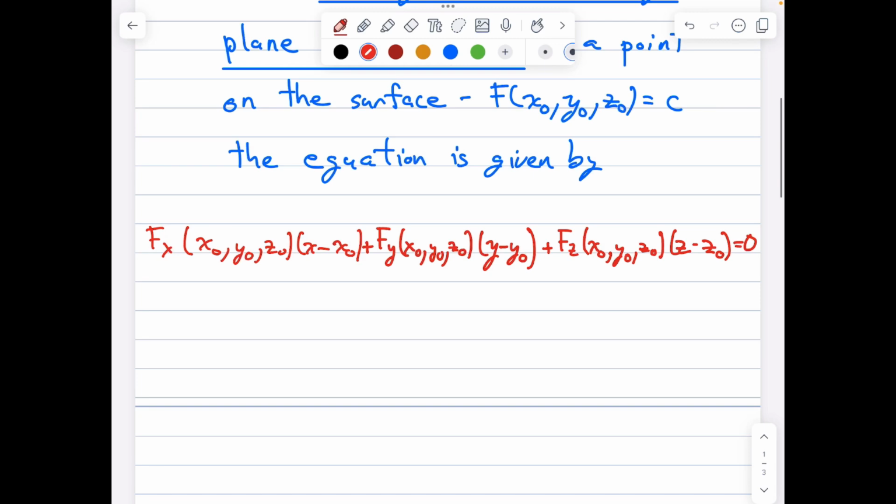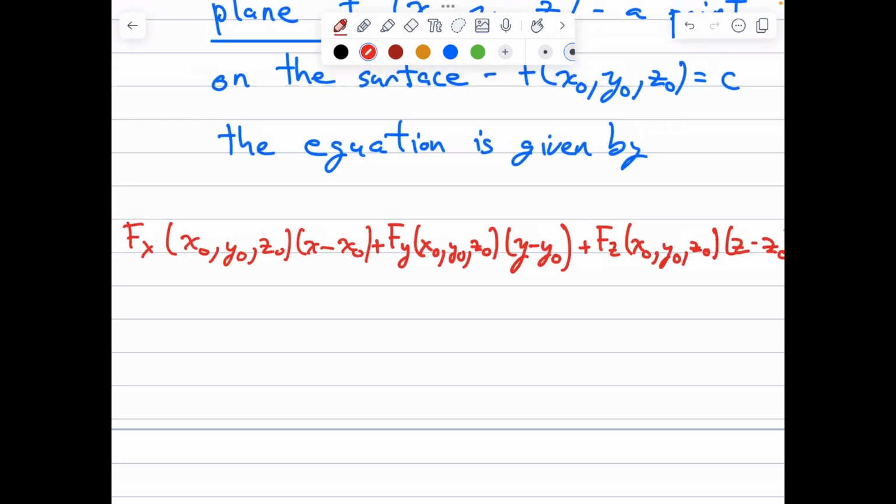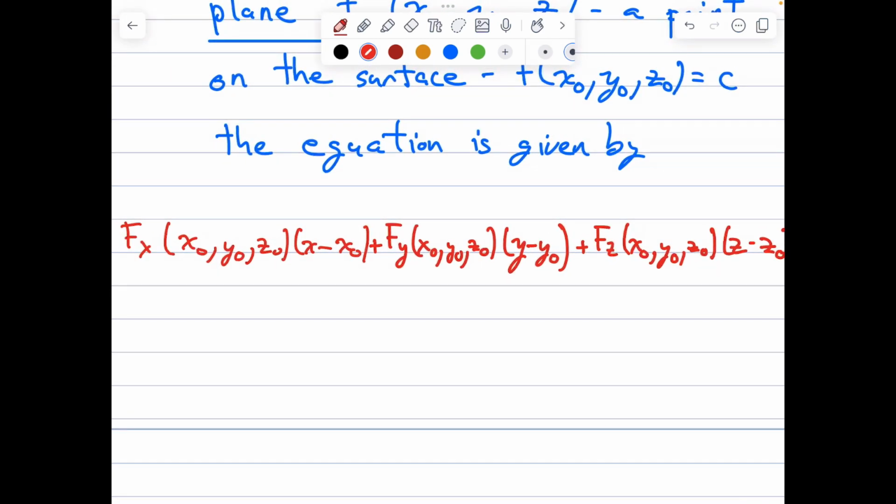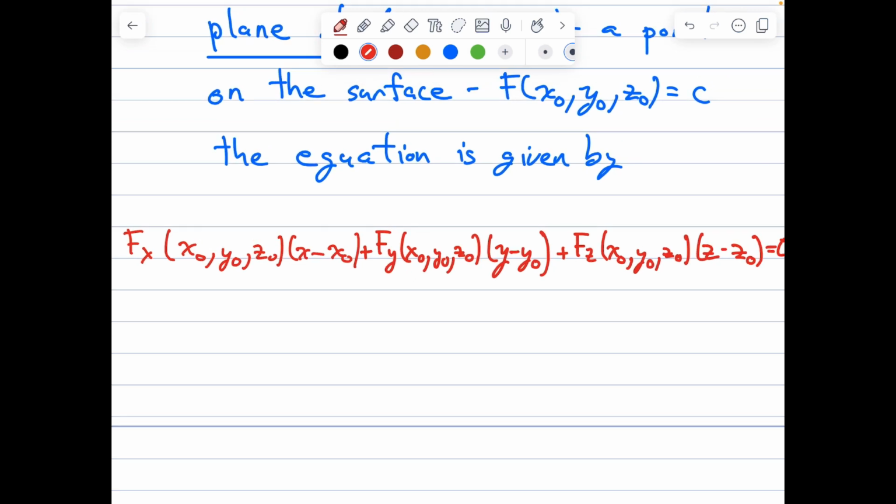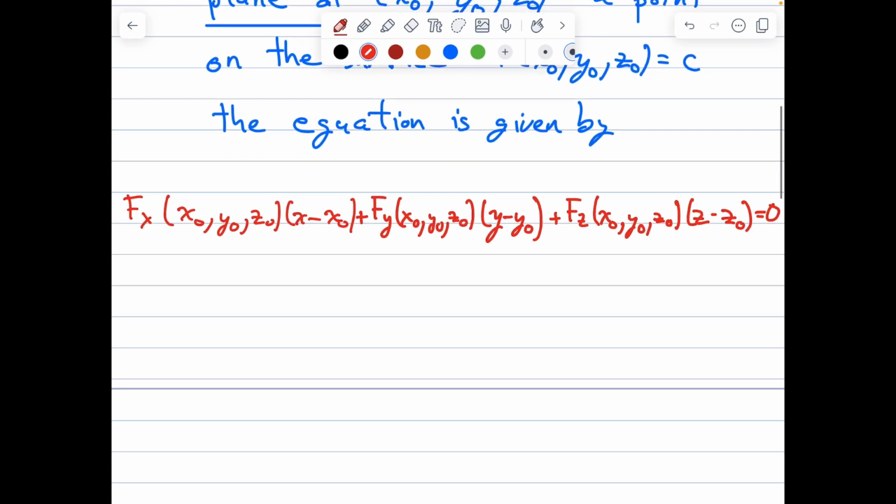So the tangent plane is given by what we have here in red, which says Fx at (x naught, y naught, z naught) times x minus x naught, plus Fy at (x naught, y naught, z naught) times y minus y naught, plus Fz at (x naught, y naught, z naught) times z minus z naught equals 0. Fx, Fy, and Fz all stand for the partials of my function capital F with respect to x, y, and z. So what I need to do is form that equation, basically.